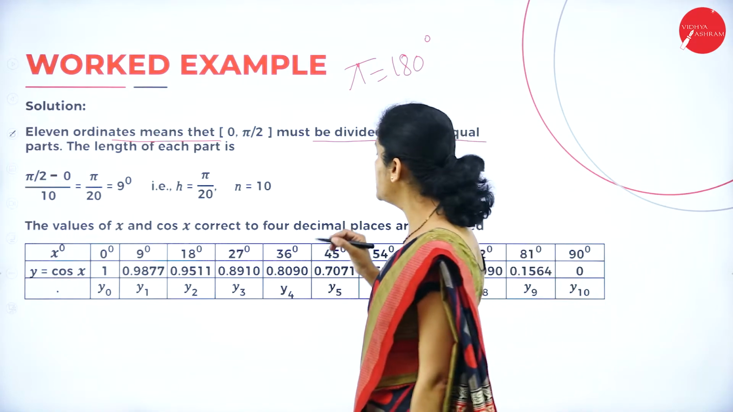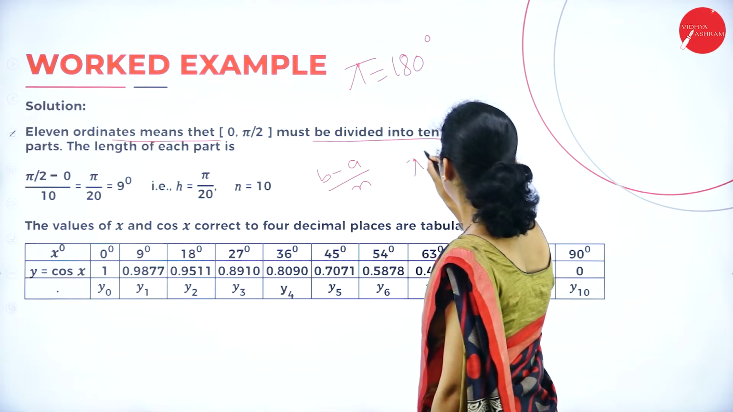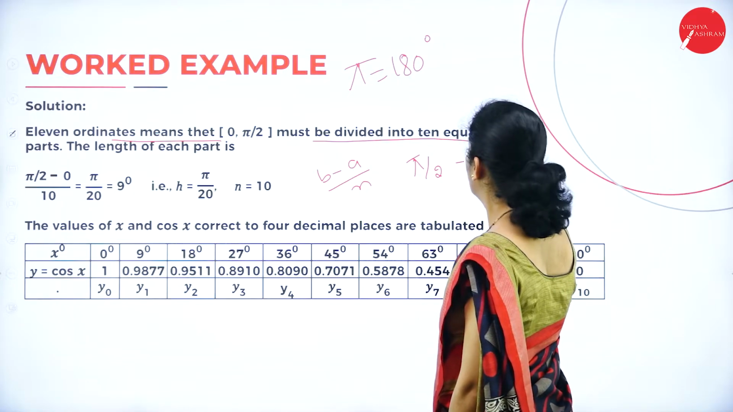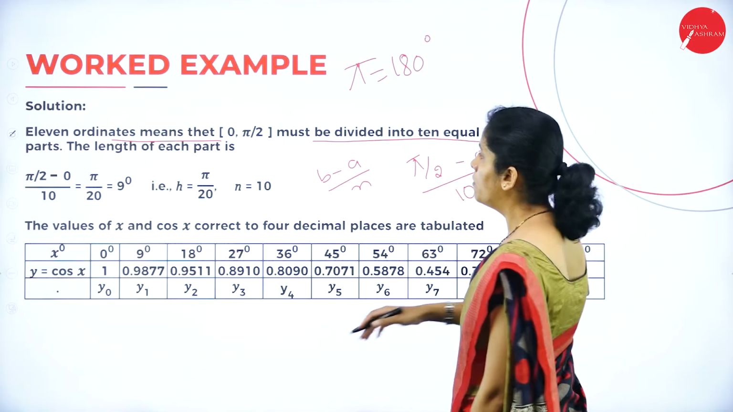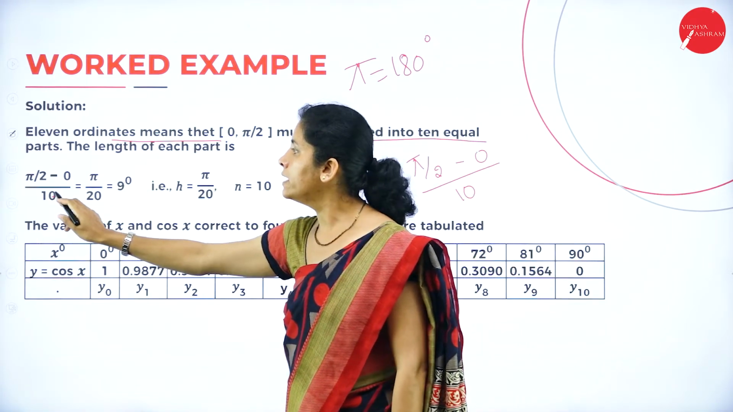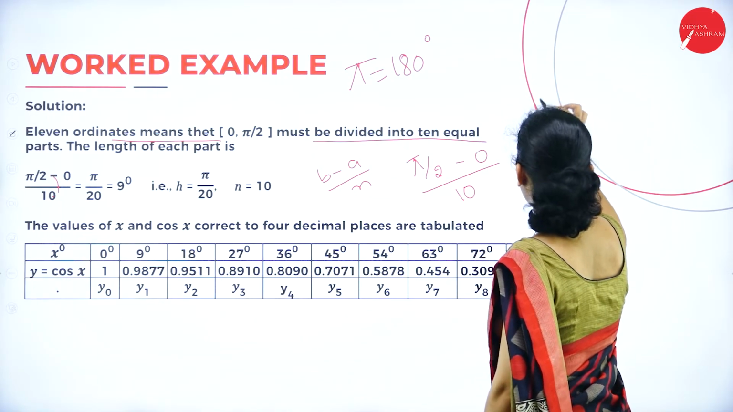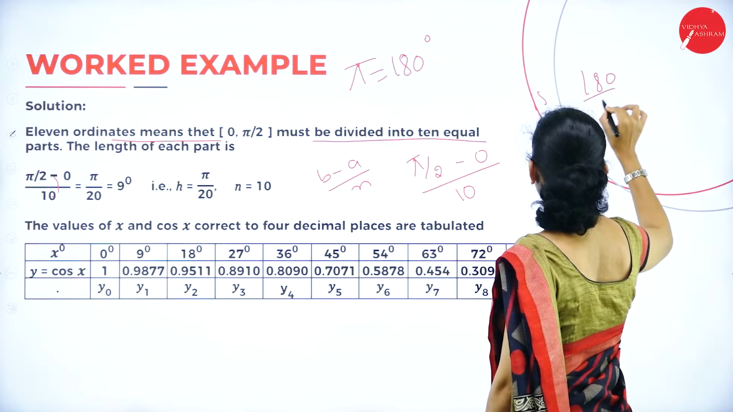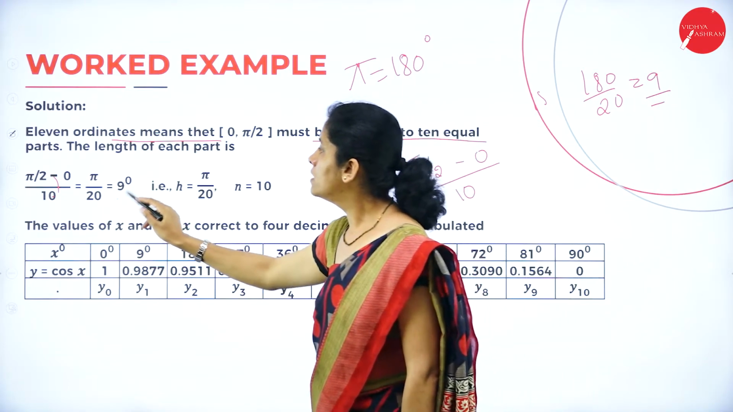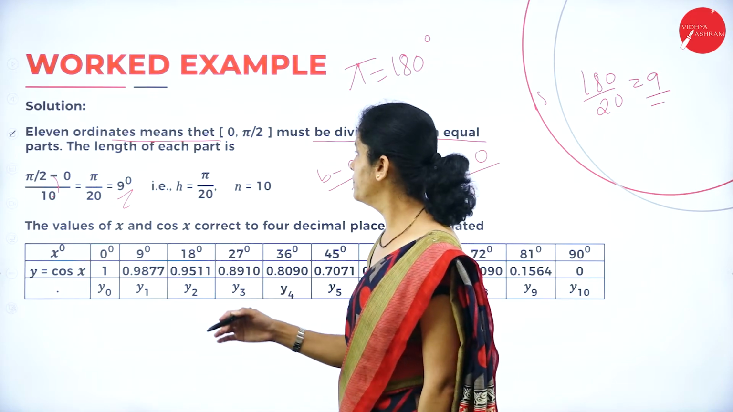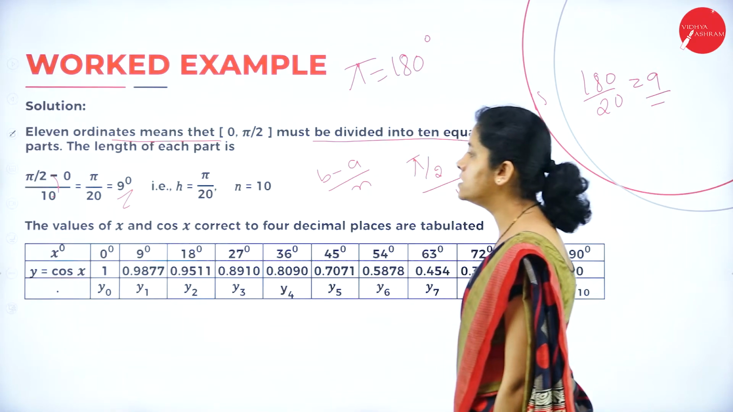Okay, it must be divided into 10 equal parts. So here what is h? h is b minus a by n. b is pi by 2 and a is 0 and n is 10. So here when I simplify, I'll get 10 into 2, that is 20, pi by 20. So here 180 divided by 20, so it is 9. Okay, so 9 degrees. Now h is pi by 20.